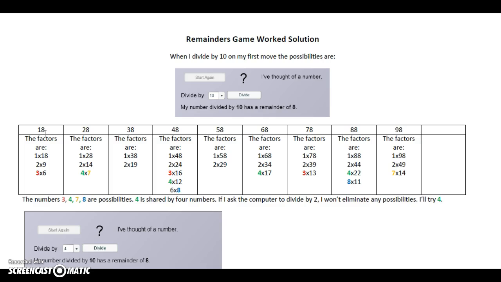So now I've narrowed down my choices. I only have to figure out 9 numbers. I first started out with 99, and now I'm down to 9 numbers. So I've eliminated a lot. I've eliminated the most I possibly could on my first move.